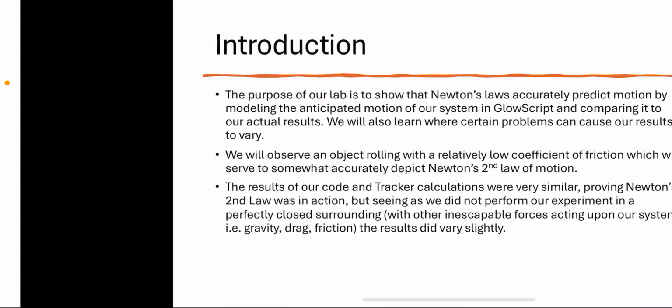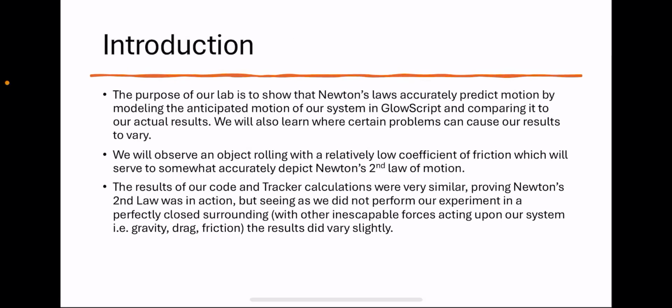Lab 1, Constant Velocity. The purpose of our lab is to show that Newton's laws accurately predict motion by modeling the anticipated motion of our system in GlowScript and comparing it to our actual results. We will also learn where certain problems can cause our results to vary. We will observe an object rolling with a relatively low coefficient of friction, which will serve to somewhat accurately depict Newton's second law of motion.